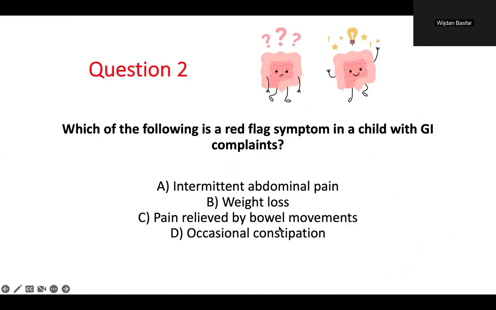I hope it's clear. Question 2, which of the following is a red flag symptom in a child with GI complaint? Intermittent abdominal pain, weight loss, pain relief by bowel movements, or occasional constipation? Please pause the video and take a moment to answer this.